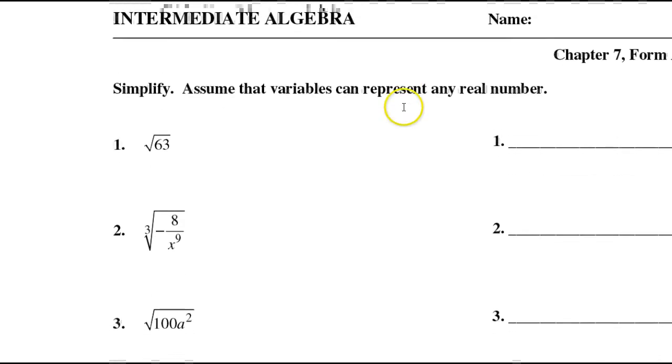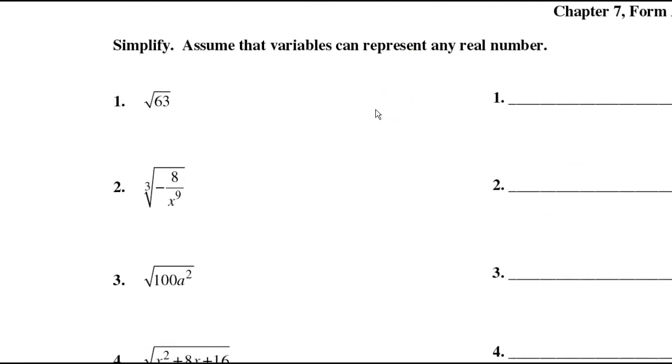Okay, now looking at Chapter 7, and again, we want to review techniques, some major things, strategy. Here, they're asking us to simplify this radical. In something like this, we want to see if there is a perfect square factor of 63, and it's 9 times 7 is 63, and then the square root of 9 is 3.